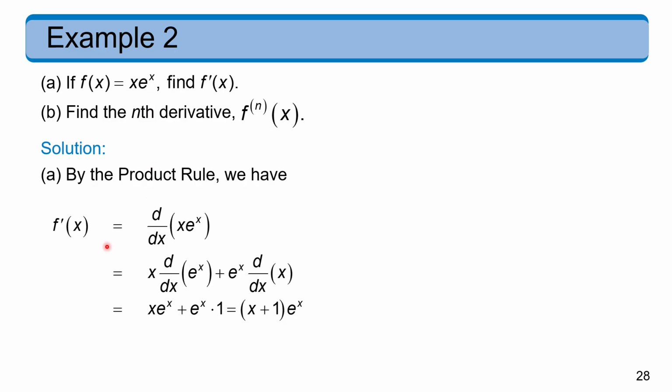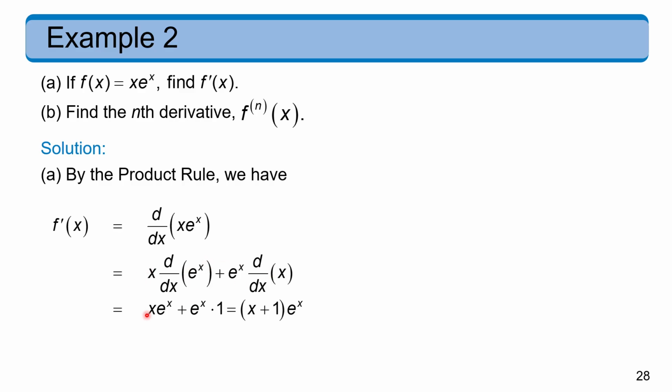So following the product rule, we're taking the derivative of the given function. The first is x, the second is e to the x. So we start with first times derivative of the second. Then we have plus second, which is e to the x, times derivative of the first, right? The first is x. In the next step, we compute these two derivatives.